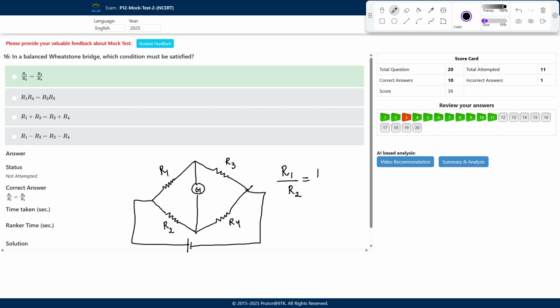R1 by R2 should be equal to R3 by R4. This is the condition when there is no current through the galvanometer. Meaning if there is Ig, then this Ig should be 0. This is the balanced Wheatstone bridge condition. These R1 and R2 are known resistors, R3 is adjustable, and R4 is unknown.